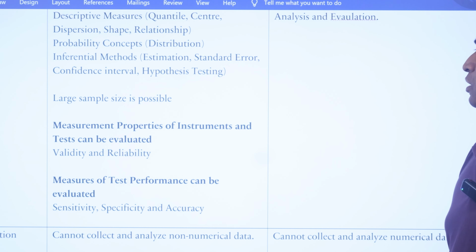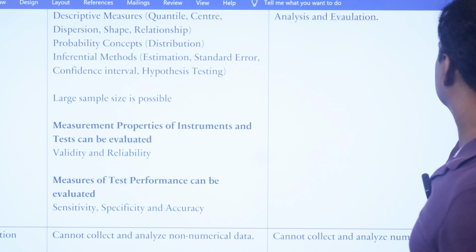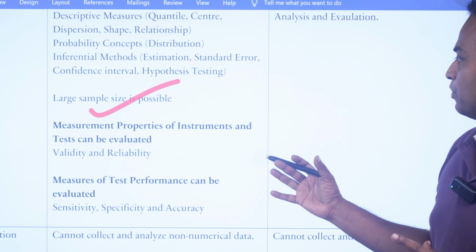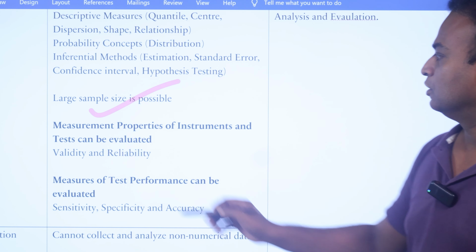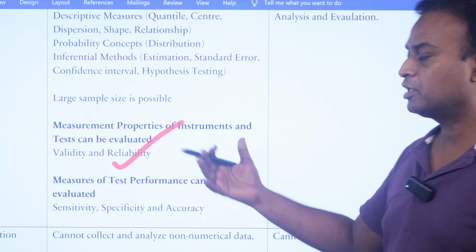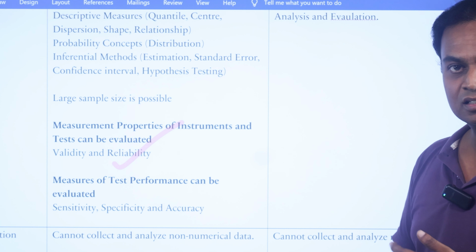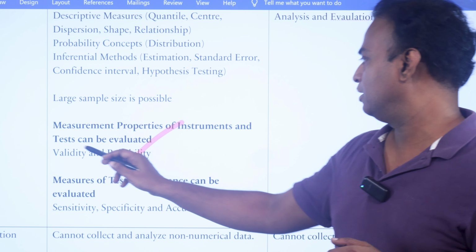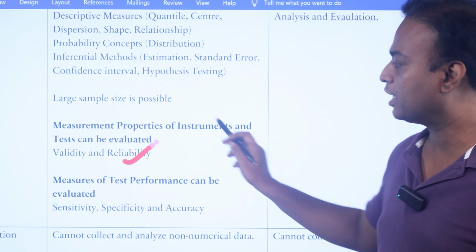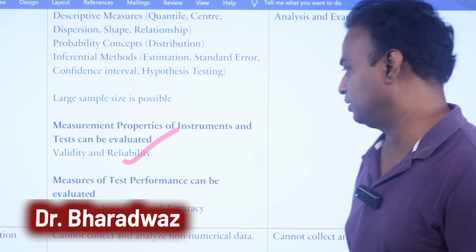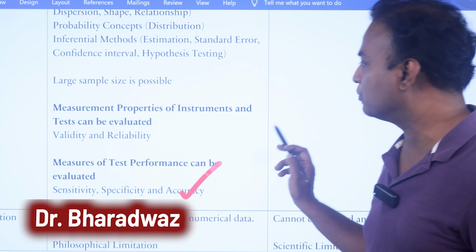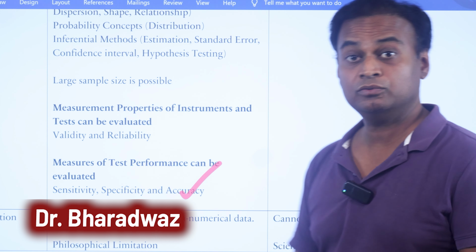One more advantage you have here is you can take a large sample size. It is very easy to handle a large sample size. And measurement of properties of instruments can be evaluated. You can have more validity and reliability. Validity is accuracy. Reliability is consistency. When you are testing a device or an instrument, the results will be more valid and more reliable in quantitative research design. Measurement of test performance like sensitivity, specificity and accuracy are possible in quantitative research design.